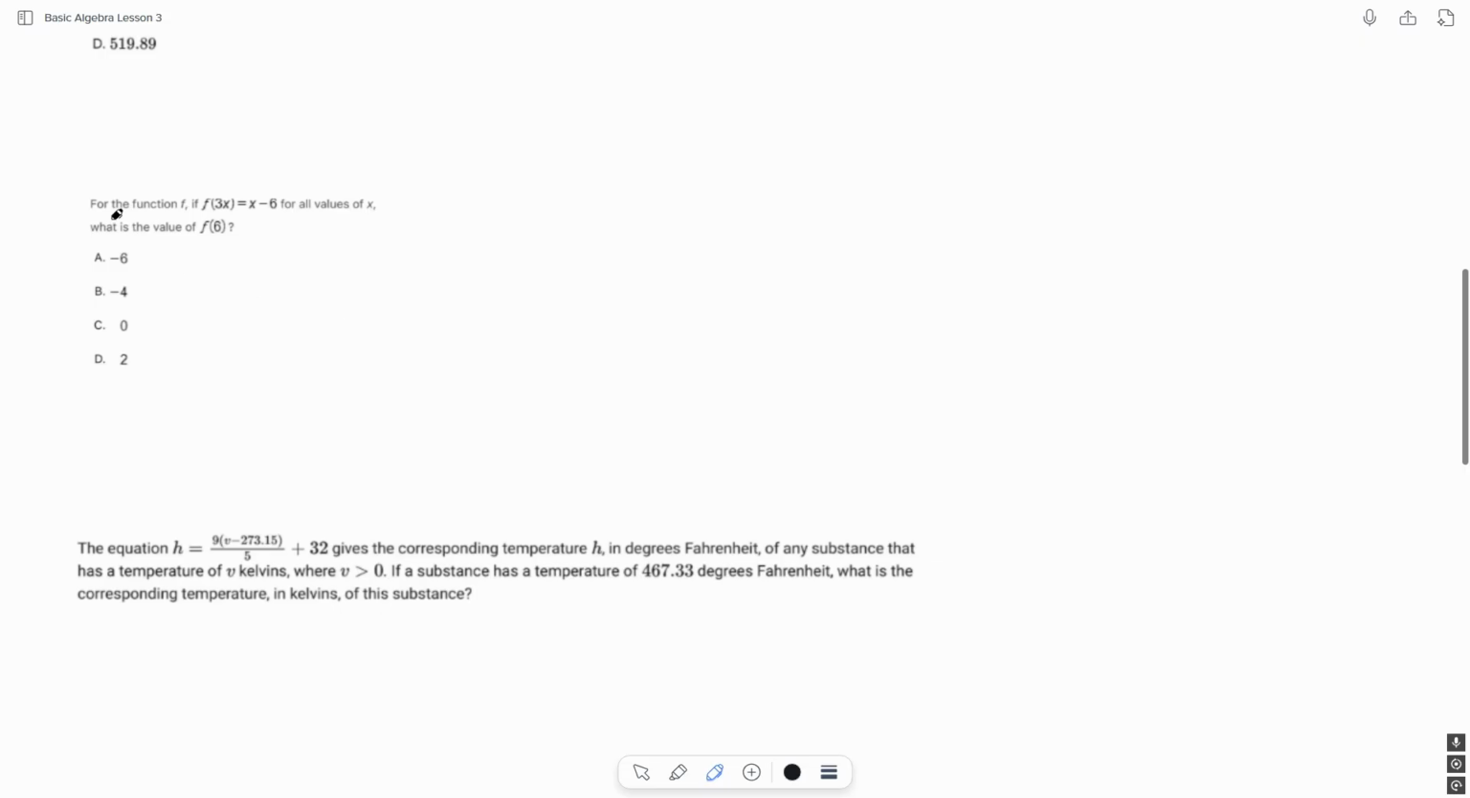Okay, we'll go on to the next one. For the function f, we have f of 3x is equal to x minus 6. But we also know for the function f, we want f of 6. But we're not going to plug in 6, because 6 is an f input, 6 is equal to 3x. If 6 is equal to 3x, we have x equals 2. And then you have 2 minus 6, which is negative 4. So it'd be B.